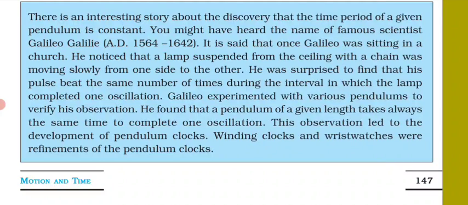Now this observation led to the development of the pendulum clock. Winding clocks and wristwatches are refinements of the pendulum clock. So they are more refined and more accurate as compared to the pendulum clock.